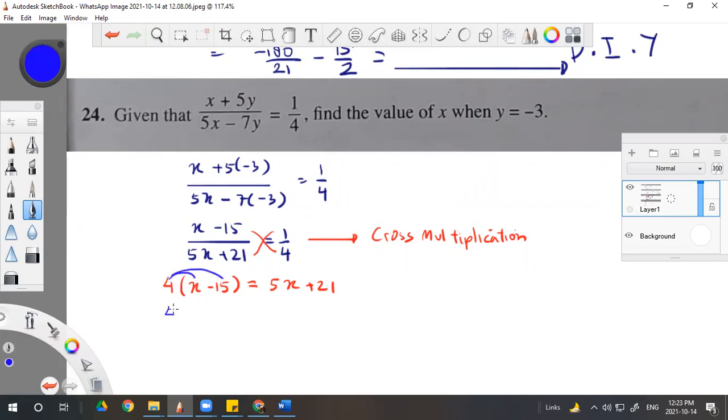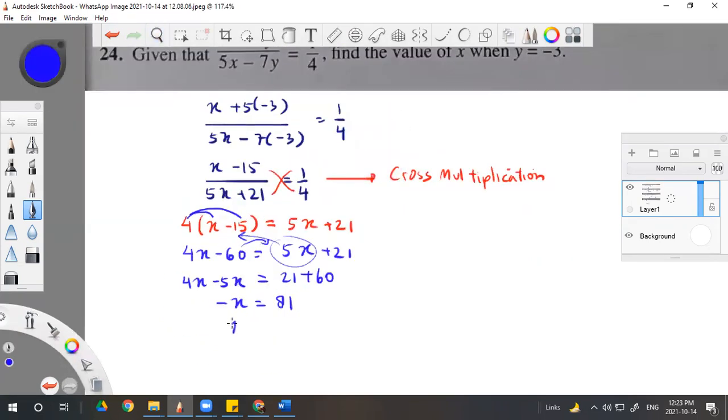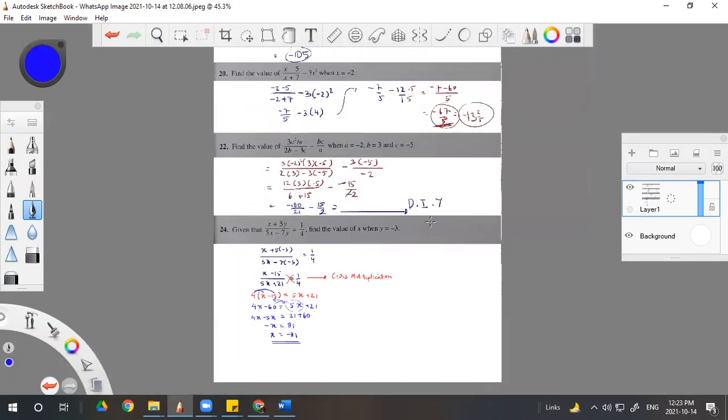Remember, distributive law. 4x minus 60 equals 5x plus 21. Right? And then you put the x on the left side. Remember, ingat ya yang algebra ini ya. You move the side, change to the left. So 4x minus 5x, ini 21 keep, plus 60. So negative x equals 81. So x will be negative 81. Ya, itu caranya.